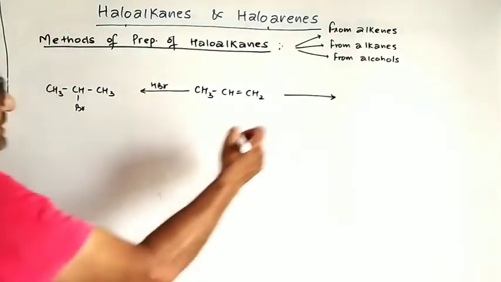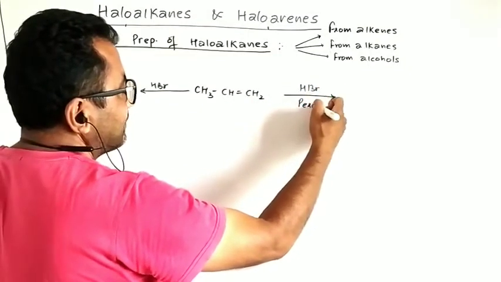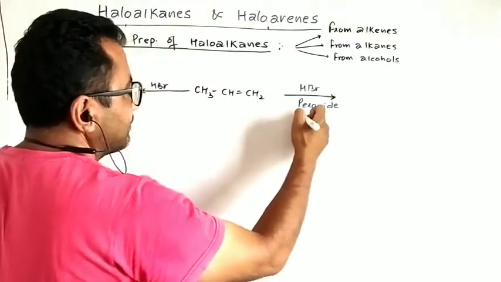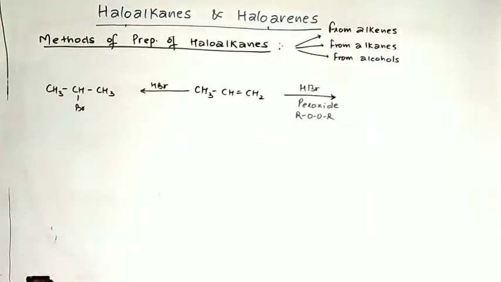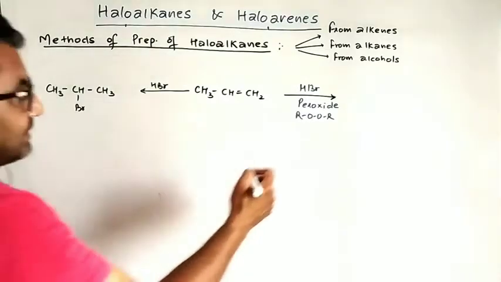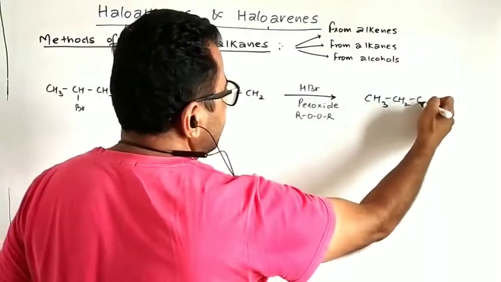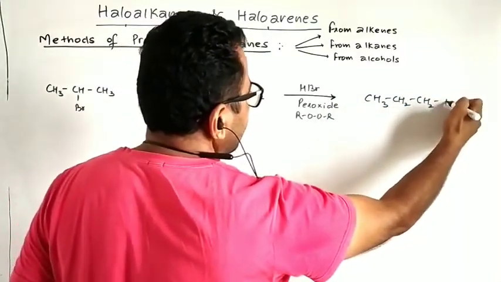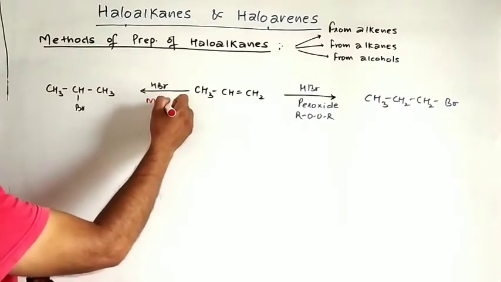Now we are adding HBr in the presence of peroxide. Peroxide is like ROOR. H2O2 can also be used, that is also a peroxide. Then the product formed is against the Markovnikov rule. This is your major product. This is called Markovnikov rule, we know.